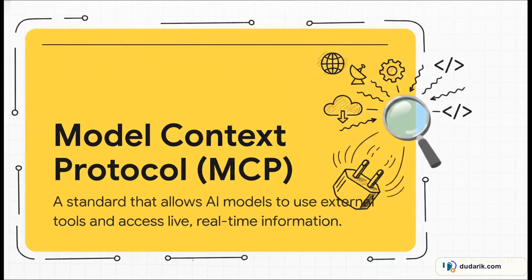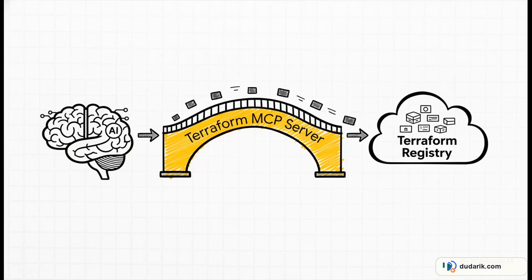So this is where a cool piece of tech called the Model Context Protocol, or MCP, comes into play. The easiest way to think about it is like a universal adapter for an AI. It's a standard, a common language that lets a model securely reach out and use external tools. It gives the AI a window to the outside world to get live, real-time info that's not stuck inside its training data.